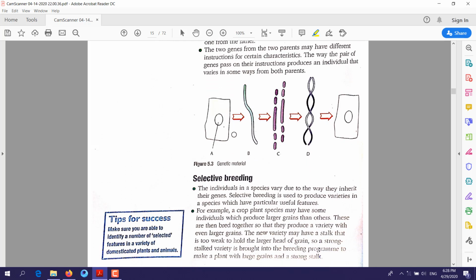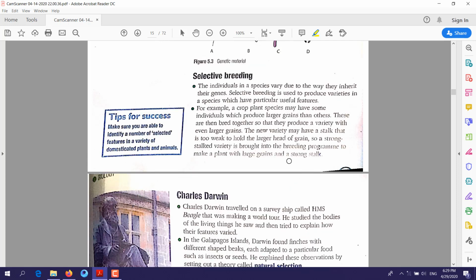Okay, so here it's the genetic material, here it's the cell, this is the nucleus. Inside the nucleus there is a chromosome, and this chromosome is made up of genes, okay, and these genes are made up of DNA.